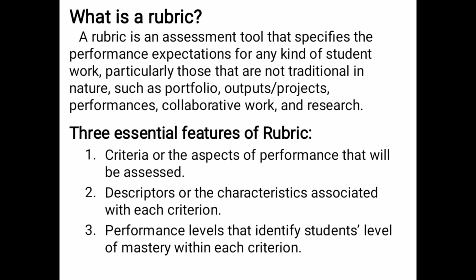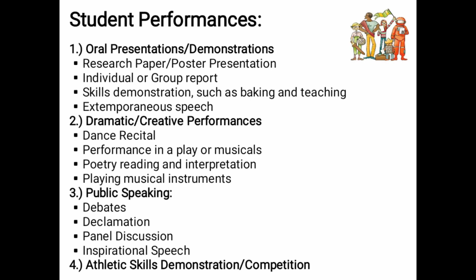So there are three essential features of a rubric. Number one, criteria or the aspects of performance that will be assessed. Number two, descriptors or the characteristics associated with each criterion. Number three, performance levels that identify students' level of mastery within each criterion. To prevent confusion about the elements of a rubric, we can see below the specific terms.